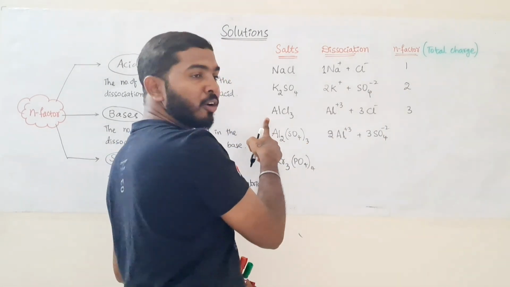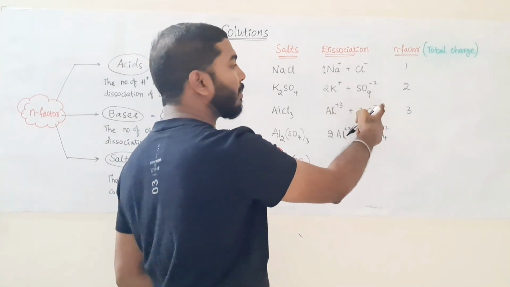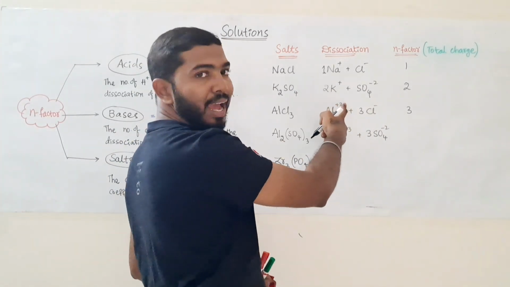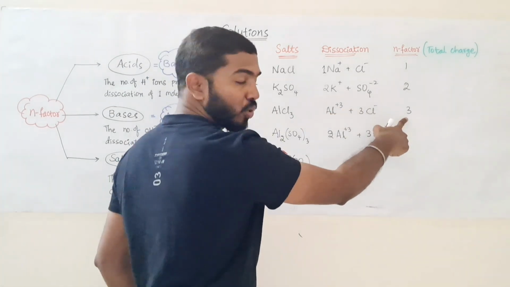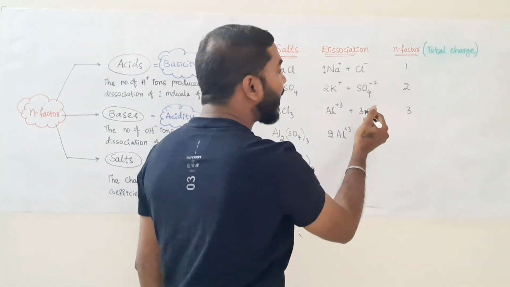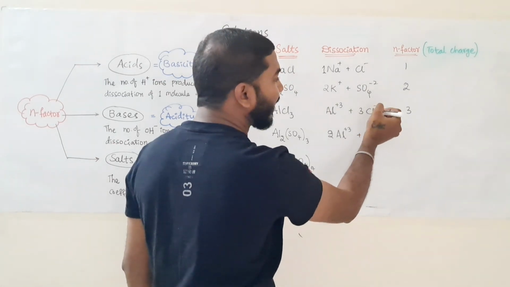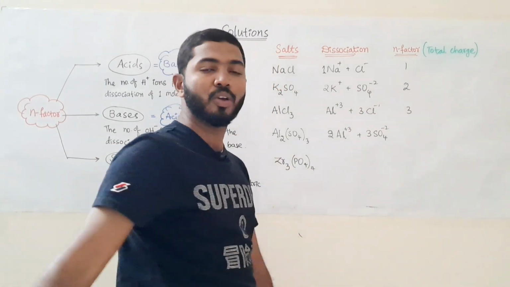Next, if we move to aluminium chloride, Al plus 3 and then 3 Cl minus. We can directly take the cation or we can even take the anion. If you look at the cation, we are going to get the N factor as 3, and even for the anion, that is -1, actually 1 into 3, so it is going to give us 3.